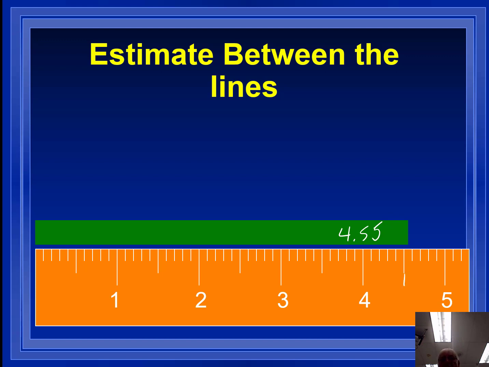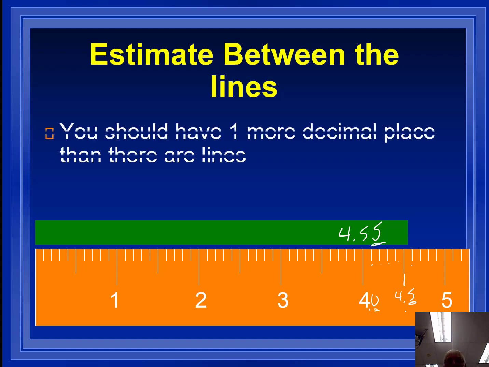Notice that the lines here, this is 4.0, then it's 0.1, 0.2, 0.3, 0.4, 0.5, 0.6. So these all have 1 decimal place, but this has 2. You should have 1 more decimal place than there are lines. You should be able to divide the space between the lines into 10 even pieces and estimate where it's at. We require that you read between the lines. So the fact that I put a second decimal place here means anytime I use this ruler, I need a second decimal place.